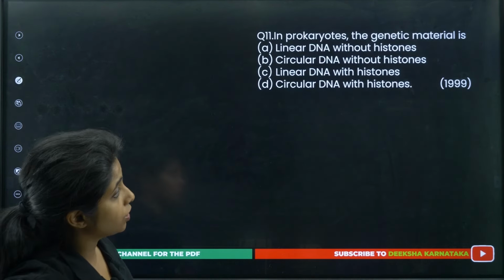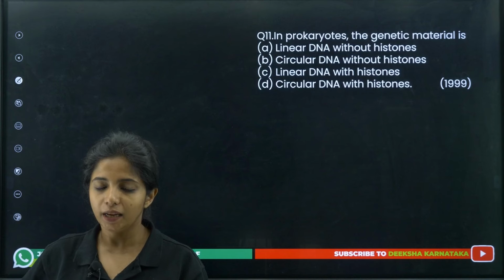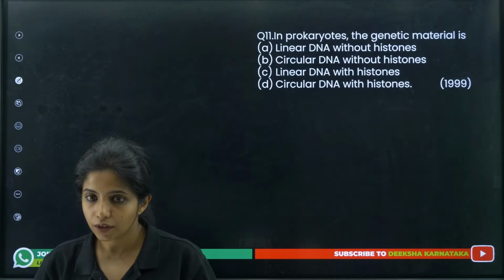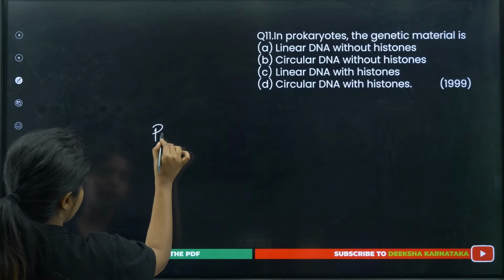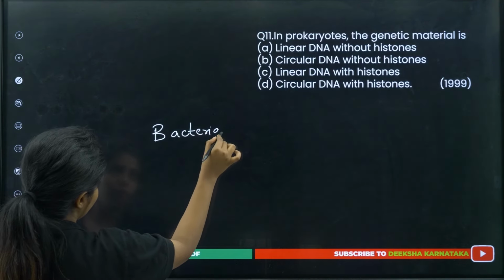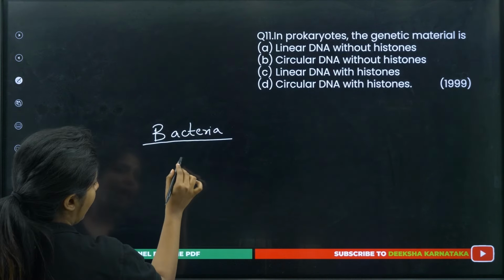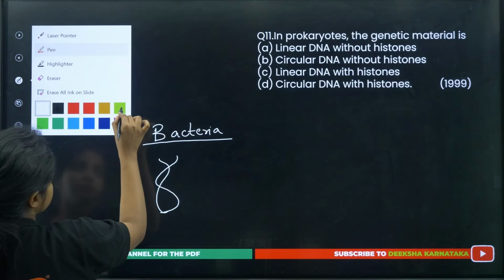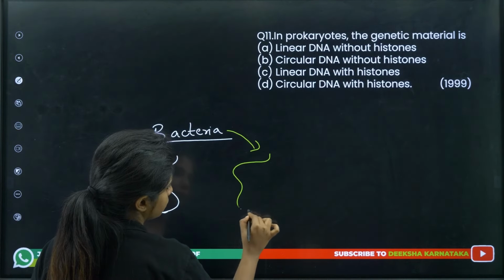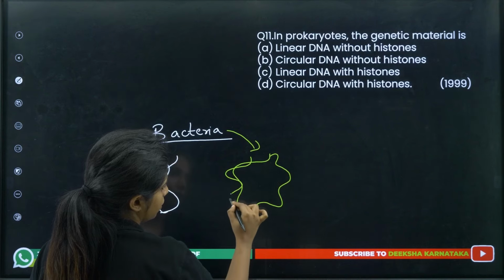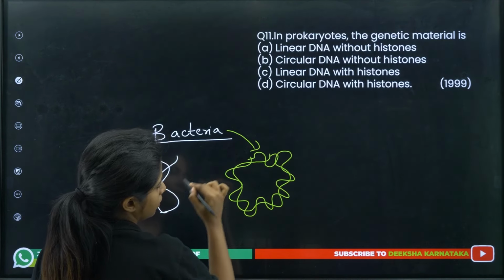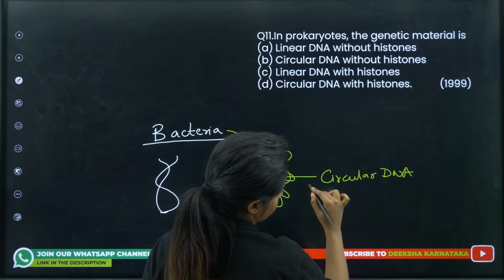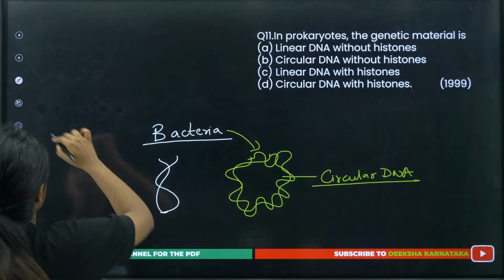Now, in prokaryotes, the genetic material is... tell me, prokaryotes are the ones that do not have a nucleus or membrane-bound organelles. For example, bacteria come under prokaryotes. In us we have linear DNA, but in the case of bacteria, they have circular DNA, and the circular DNA does not have histones, children.